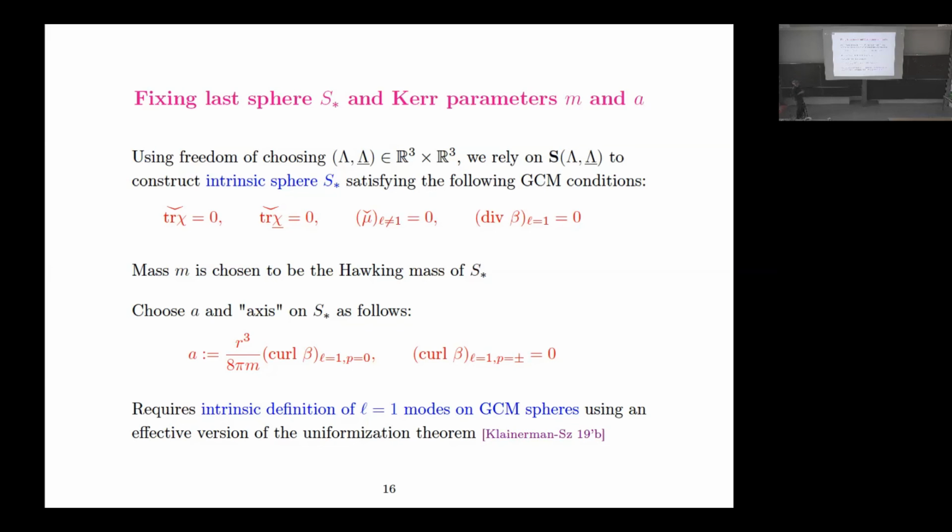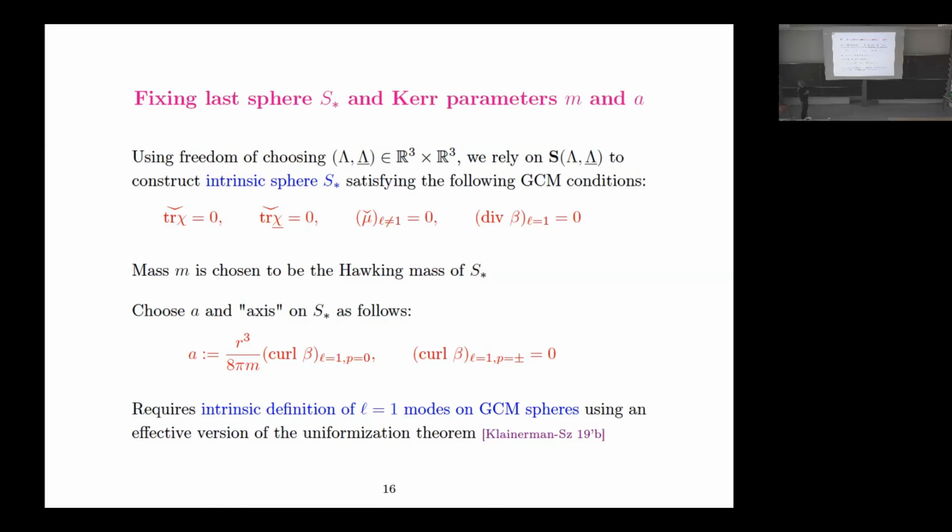I claim that this is the criterion which gives you a unique 2-parameter family of spheres, and inside this unique 2-parameter family of spheres, I choose my last sphere S star of the spacetime, the one most towards the future. So this is how you get it. And then, modulation: once you have S star, you still need to find a and m and the final sphere and the final hypersurface sigma star.